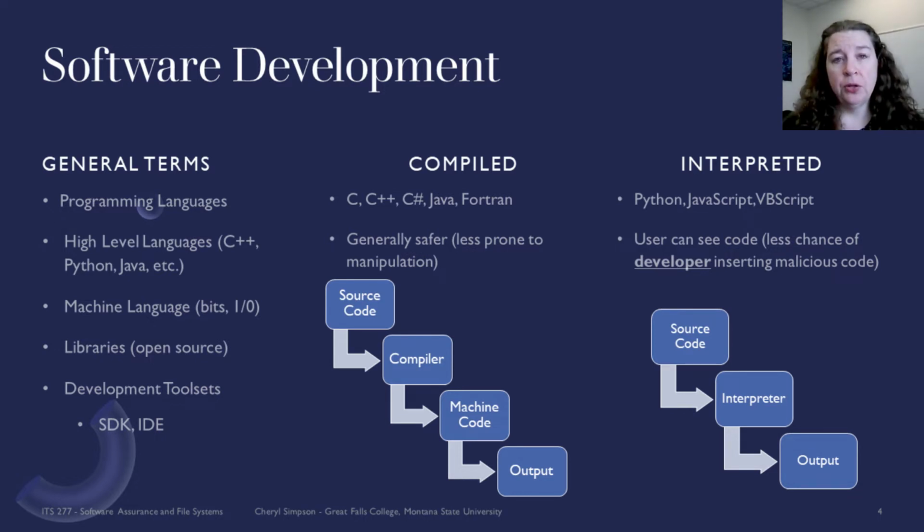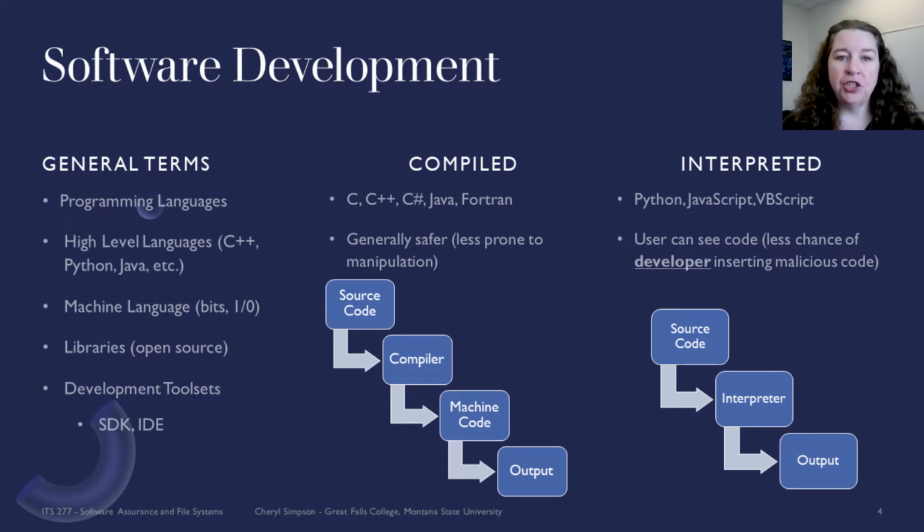Libraries are pieces of code that people have built that are usually available for general consumption so that you can use them. And we use things like development toolkits depending on which language we're going to be using. So if you're using Java, you might use the Java Development Kit, the JDK, a Software Development Kit, SDK, or an IDE, which is an integrated development environment.